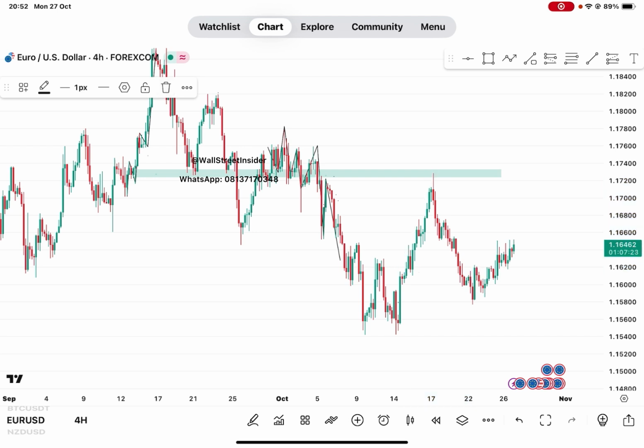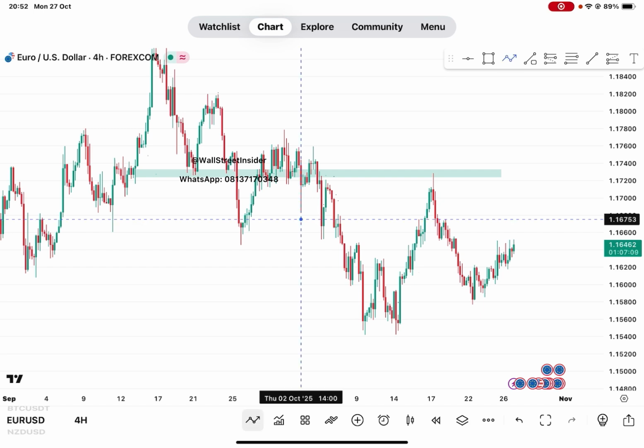You can see why key levels are very important in the market. You can see how I identified just this one single key level and it has affected the market in a very significant way. Let's look at another key level.